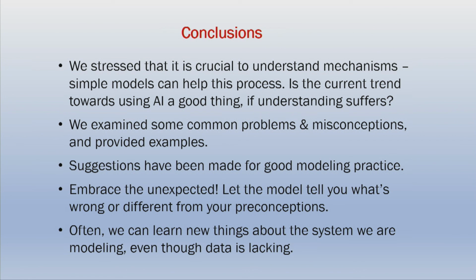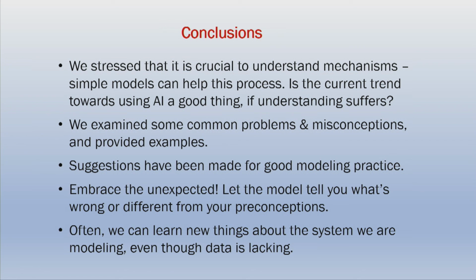So in conclusion, we've stressed that it's crucial to understand mechanisms, and simple models can help in this process. But nowadays, more and more people are reporting on artificial intelligence, not simulations, but sort of black boxes where you use neural networks to give you an answer. You give it lots of data, and then the answer pops out. I just wonder if this is a good thing, because it doesn't give you any understanding. It simply says, given this data, this is what happens.